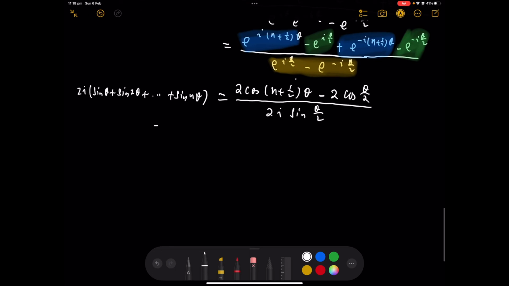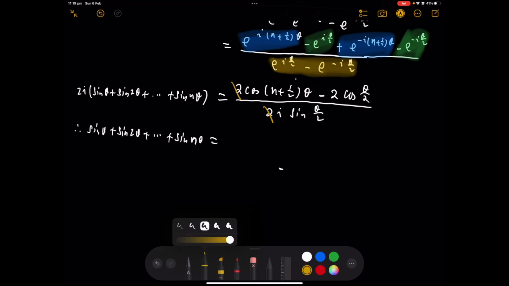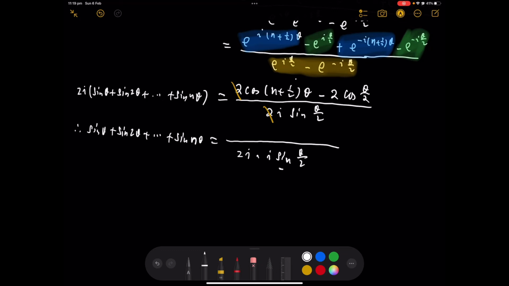Right. So to prove the question, we're almost there. I'm going to divide the 2i on the other side to make exactly my left hand side of the question. So therefore, sine theta plus sine 2 theta plus dot dot dot sine n theta will be equal to the two I'm going to cancel in here, these two I'm going to cancel in here. So it's going to be another 2i here, and I have i and sine theta on 2 here. And at the top, I'm going to have this. This one is also cancelled. Yeah, the 2. So the top becomes cos (n plus half) theta minus cos theta on 2.